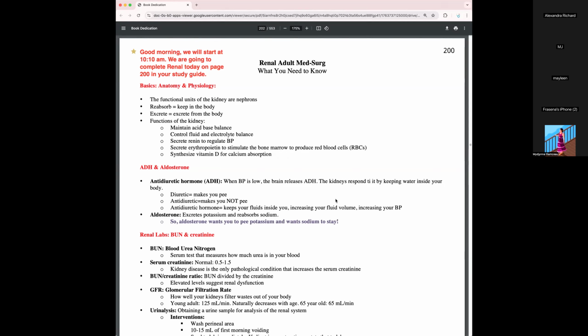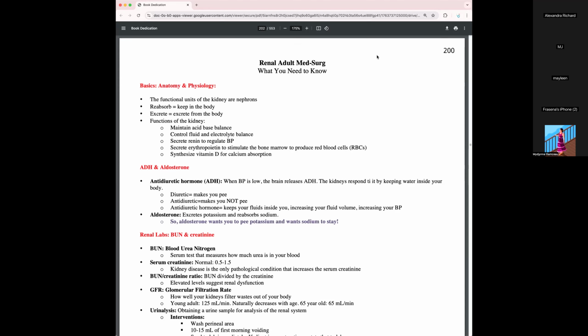We are going to be doing NCLEX review, and we are going to be covering renal today. So we are on page 200 of your study guide. To get started, the basics. Make sure you know that the functional unit of the kidney is called the nephron. That is the smallest cell in the kidney that performs the work of the kidney.